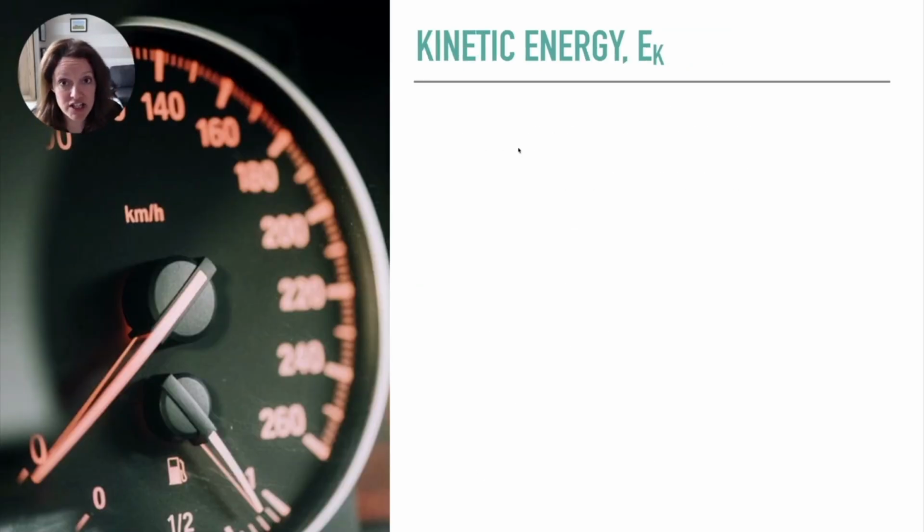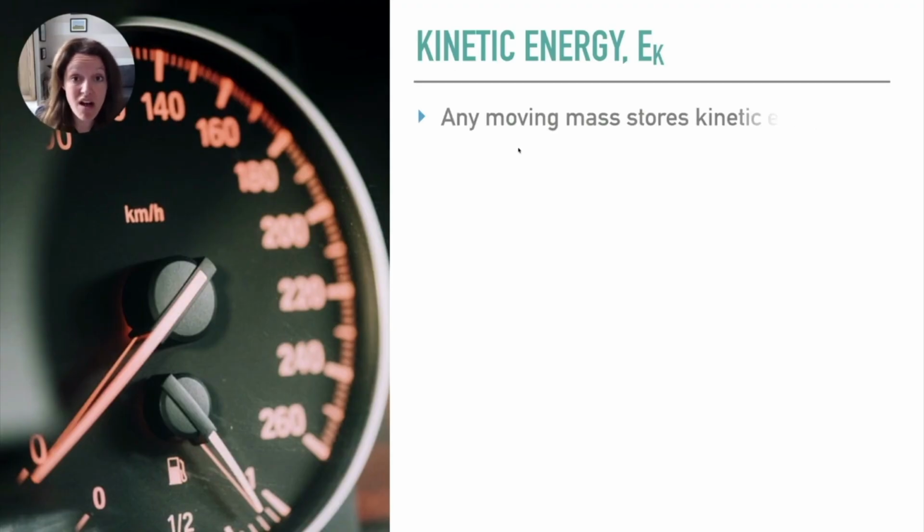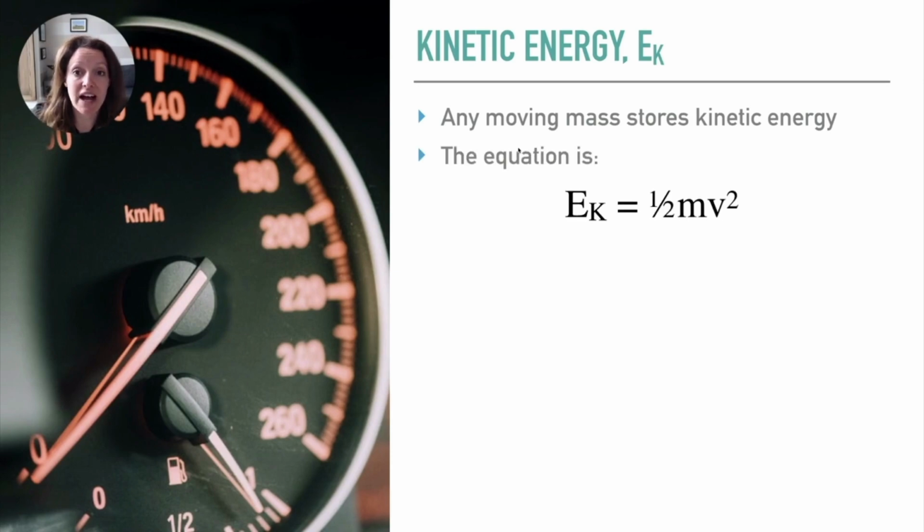The next type of energy is kinetic energy. There's nothing hard about kinetic energy. Any moving mass stores kinetic energy. Simple. And the equation is Ek equals a half mv squared. The only tricky thing about this that some people forget about is squaring the v when they're calculating kinetic energy. Always square the v. Sorted.